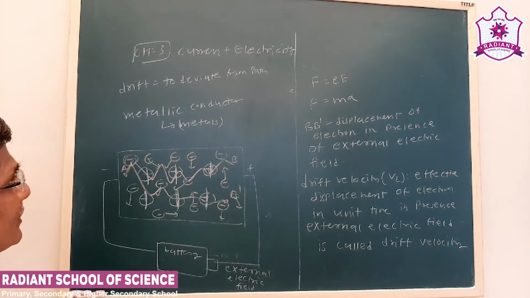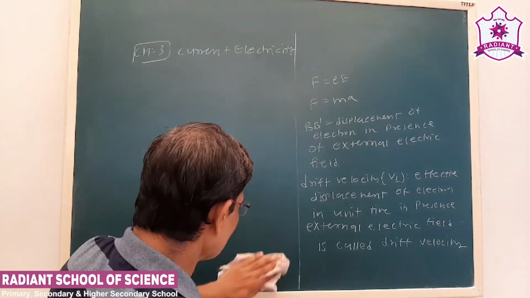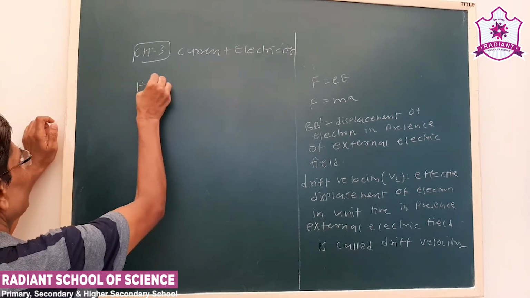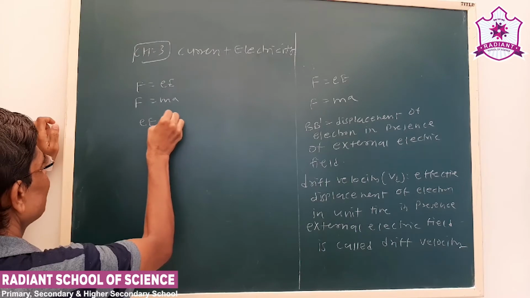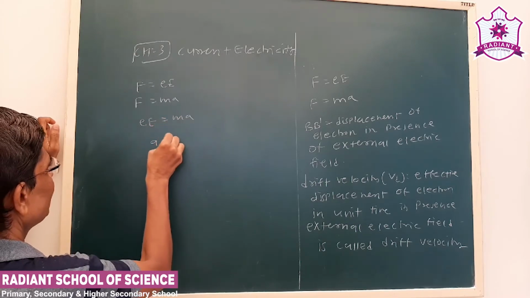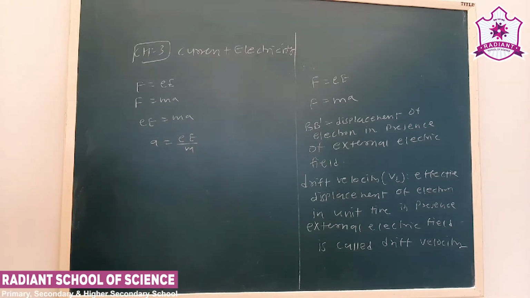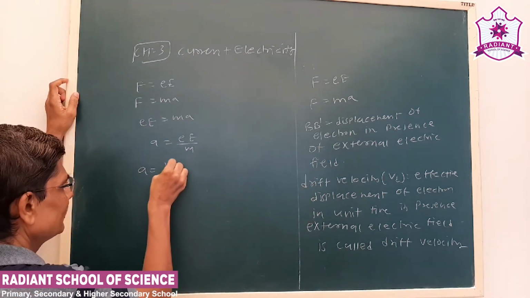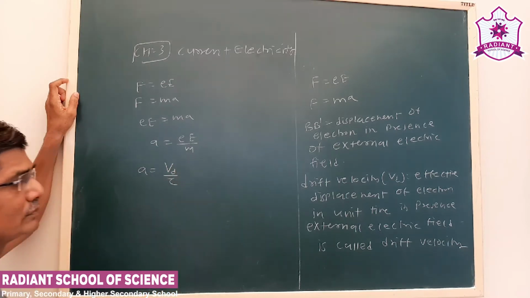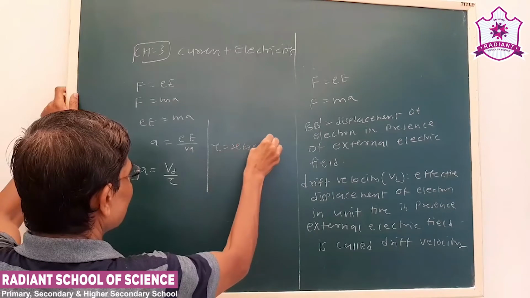Now see, we have to establish a relation that will be helpful to us later on. Now we know the equation F is equal to eE, F is equal to ma, so eE is ma, so a is eE by m. Now, acceleration is velocity upon time. Here acceleration we represent in terms of the drift velocity, Vd upon tau. Now this one is new for us. Tau is called the relaxation time.